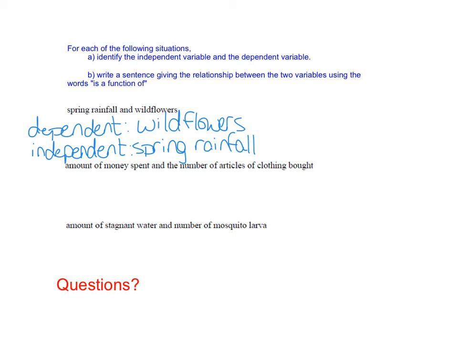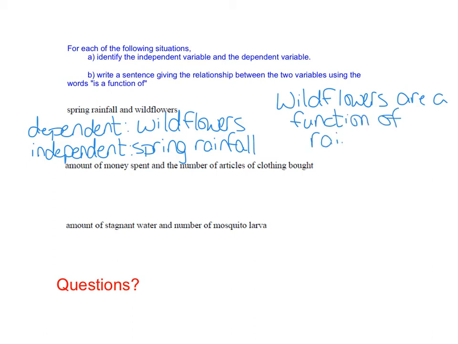So if we write our sentence where it says write a sentence using the words is a function of, we could say wildflowers are a function of rainfall. And remember, we're using a function of in place of depends on. We could say wildflowers depends on rainfall. So mathematically speaking, wildflowers are a function of rainfall. Okay? Now, look at the second one here.